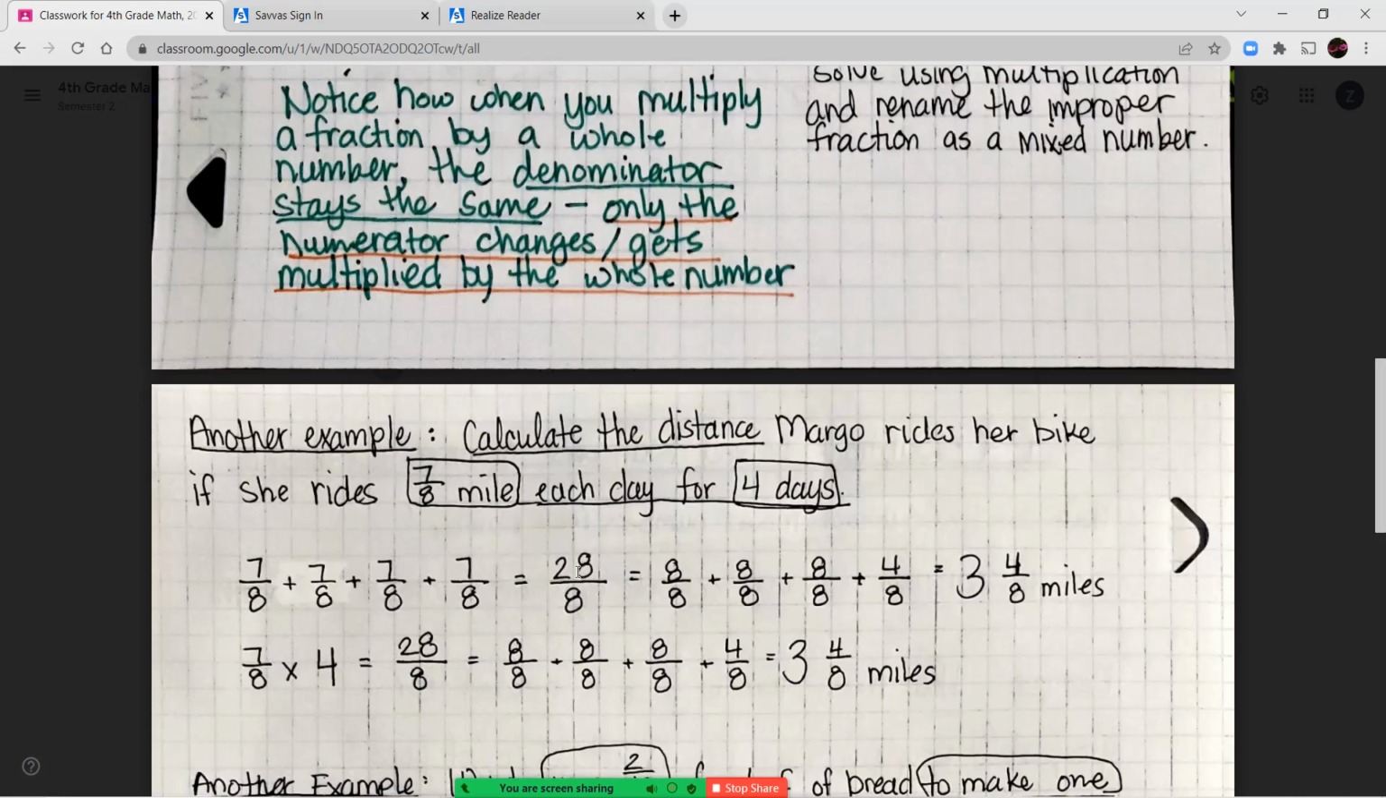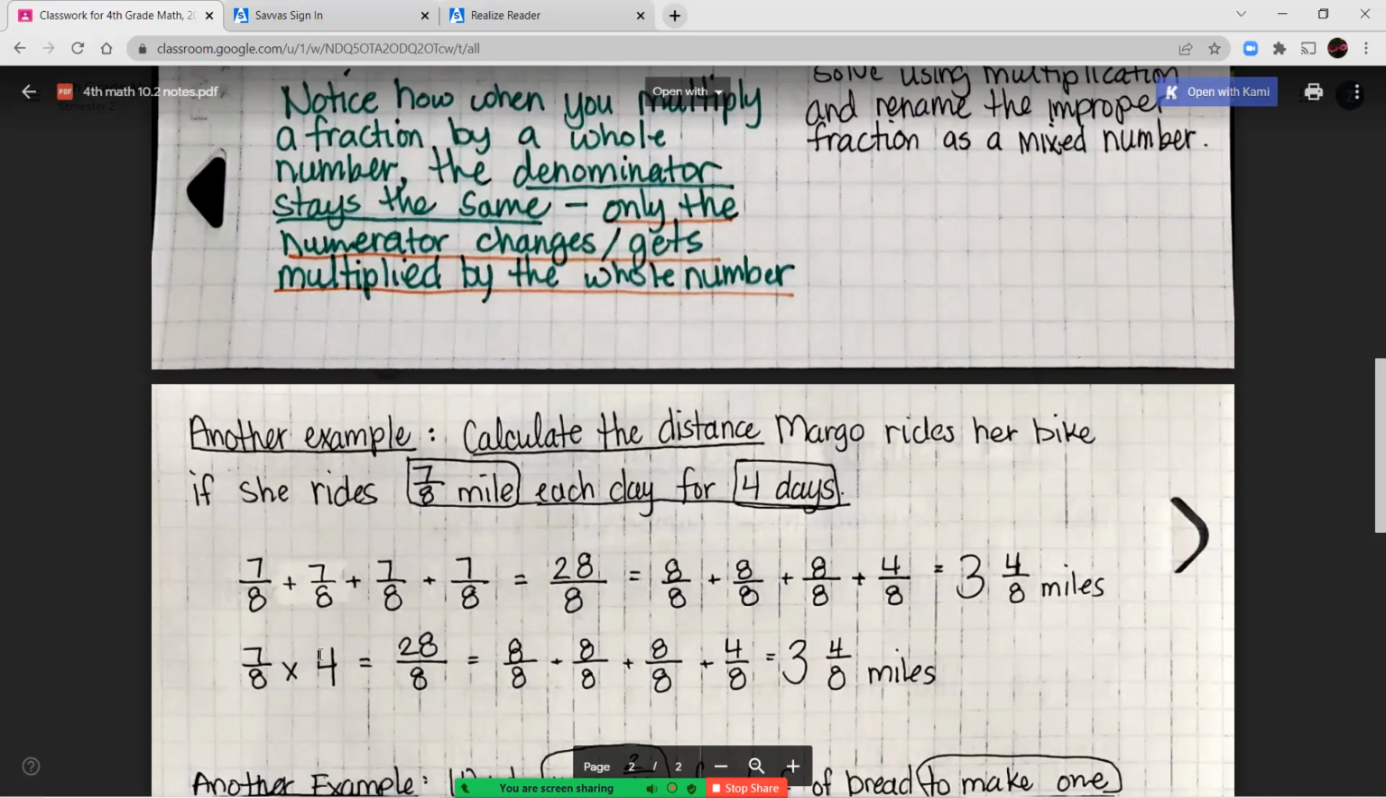Well, I know 8 times 3 is 24. So here's my 3 whole, 8/8 plus 8/8 plus 8/8, which got me to 24. And then 4 more pieces, that's going to get me to 28. So that gives me 3 whole and 4/8 miles. And 4/8 I know I can rename as 1/2 because I can divide both of these by 4. 4 divided by 4 is 1, 8 divided by 4 is 2.